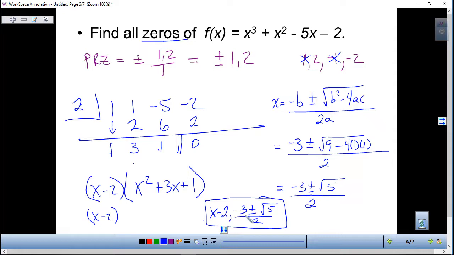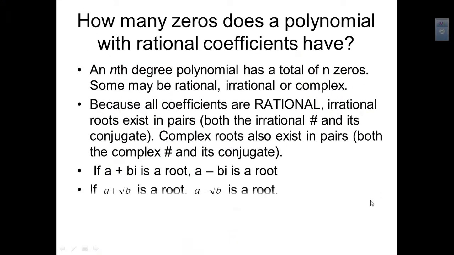And what do we know? They occur in pairs. Negative 3 plus the square root of 5, negative 3 minus the square root of 5 over the 2. So they are going to occur in pairs as long as the coefficients of the original polynomial are all rational numbers. All right, and with the irrational numbers, here's an example of an irrational number and its conjugate. A plus the square root of b and a minus the square root of b. That's the one we just saw with the last example.